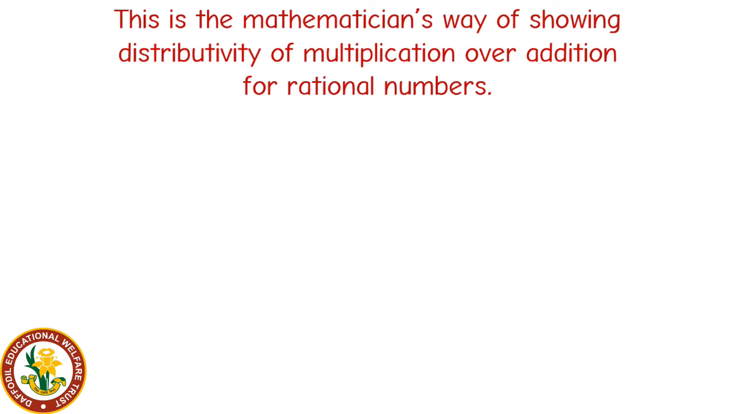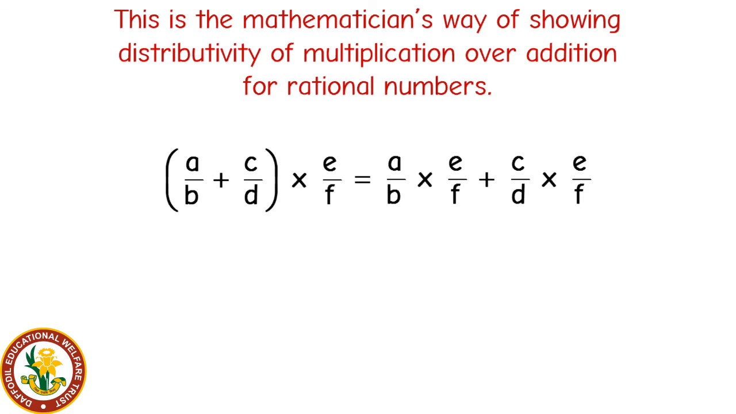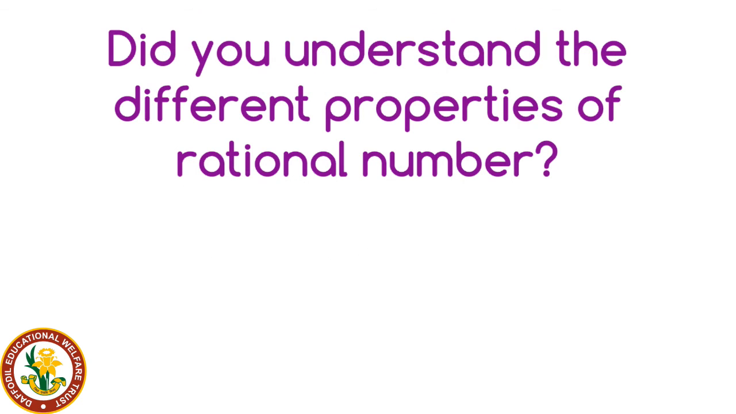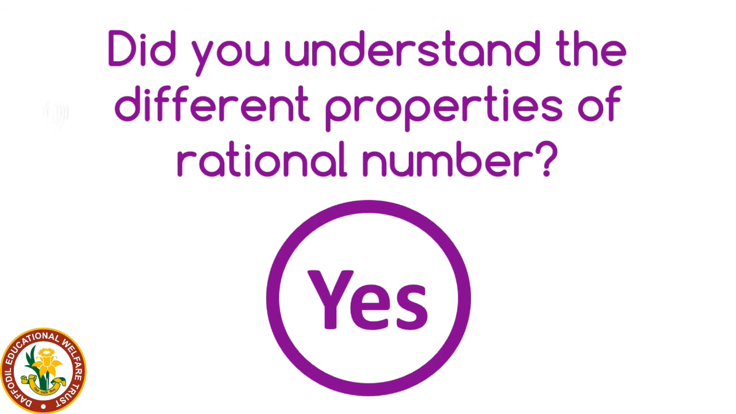This is the mathematician's way of showing distributivity of multiplication over addition for rational numbers. A upon B plus C upon D, into brackets, multiplied by E upon F is equal to A upon B multiplied by E upon F plus C upon D multiplied by E upon F, where B is not equal to 0, D is not equal to 0, and F is not equal to 0. Did you understand the different properties of rational numbers? Yes.